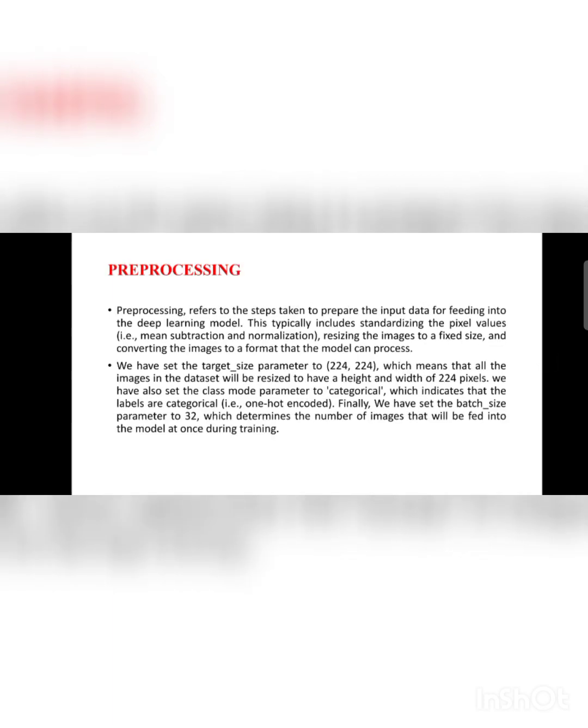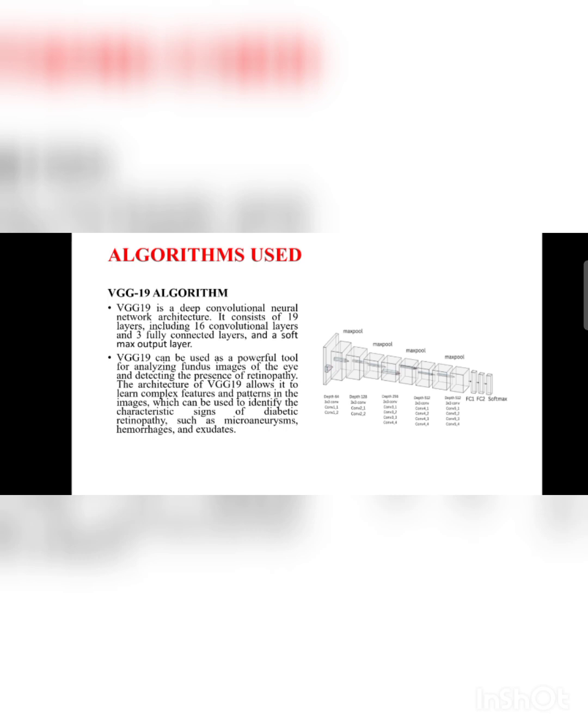Pre-processing refers to the steps that prepare the image input data for feeding into the deep learning model. This typically includes standardizing the pixel values, resizing the images to a fixed size, and converting the images to a format that the model can process. We set the target size with a height and width of 224 pixels. The image will have 224 pixels.